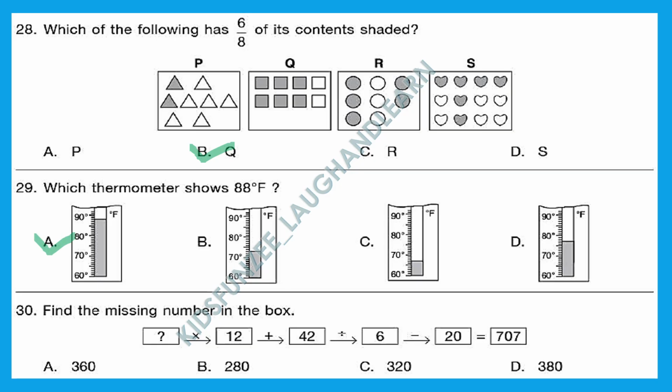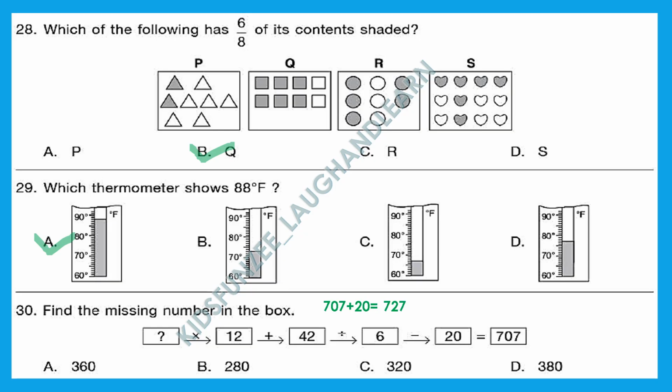Let's see question 30. Find the missing number in the box. Question mark, multiply by 12 plus 42 divide by 6 minus 20 equal to 707. So how do we do that? We are going to do it in a different way. We will one by one take all the signs to the opposite side of the equation and solve from there. For example, if it is 707 and we have to take minus 20 from left side to right side of the equation. The sign will become opposite. It will become plus 20. So 707 plus 20 equal to 727.